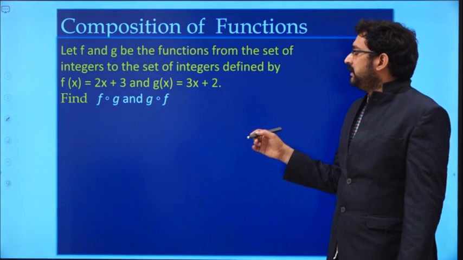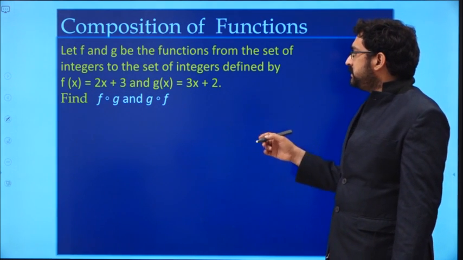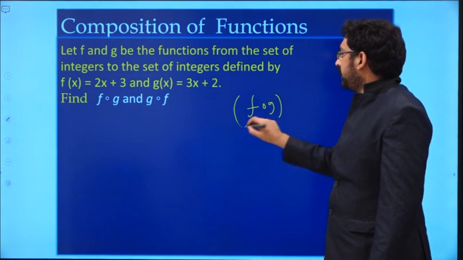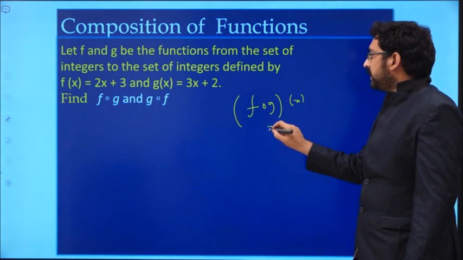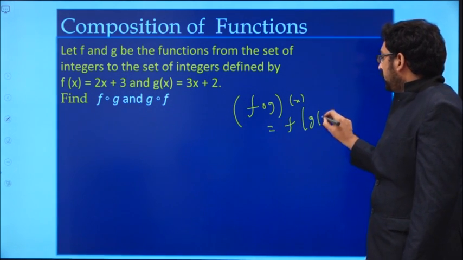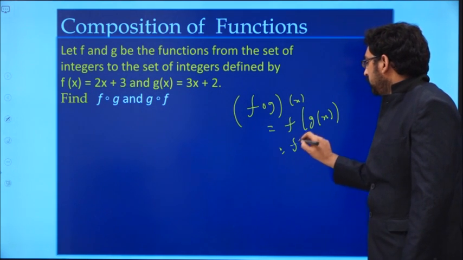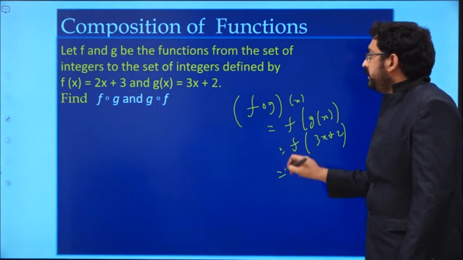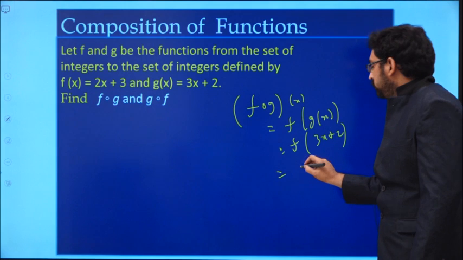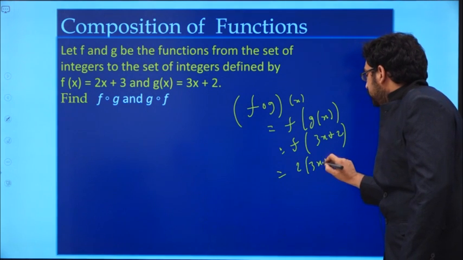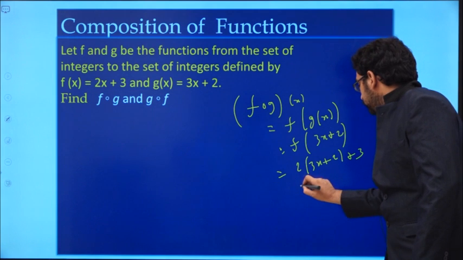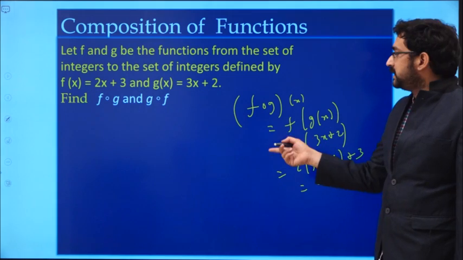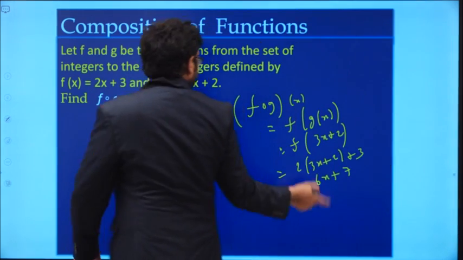Here one problem is given: f of x equals 2x plus 3 and g of x equals 3x plus 2. We have to find f circle g and g circle f. So here f circle g of x is nothing but f of g of x. What is g of x? 3x plus 2. So in place of x in f of x, substitute 3x plus 2. So 2 into 3x plus 2, plus 3. So 6x plus 4 plus 3. So 6x plus 7.